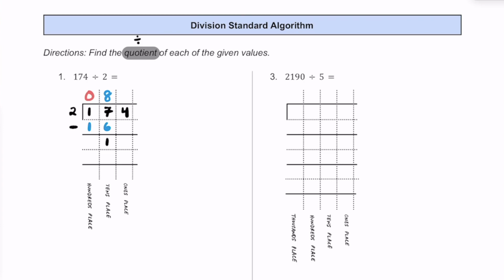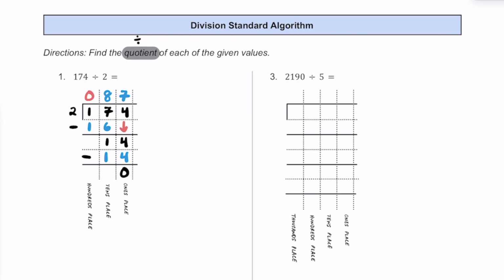So let's bring this 4 down and just repeat the process. See how many times 2 fits into this 14. Now, it turns out 2 times 7 is 14. So let's put a 7 up here. And then we can say that 7 times 2 is going to be 14. So let's put a 14 over here and subtract to see what our remainder is. Now 14 minus 14 is going to be 0. So that is going to be the end of our problem.